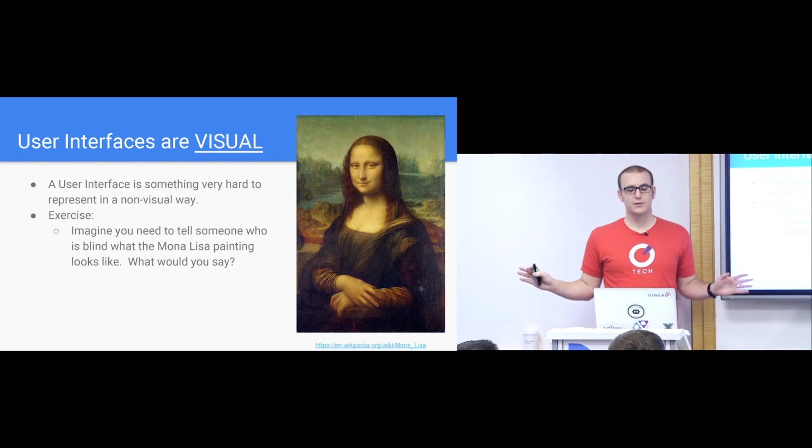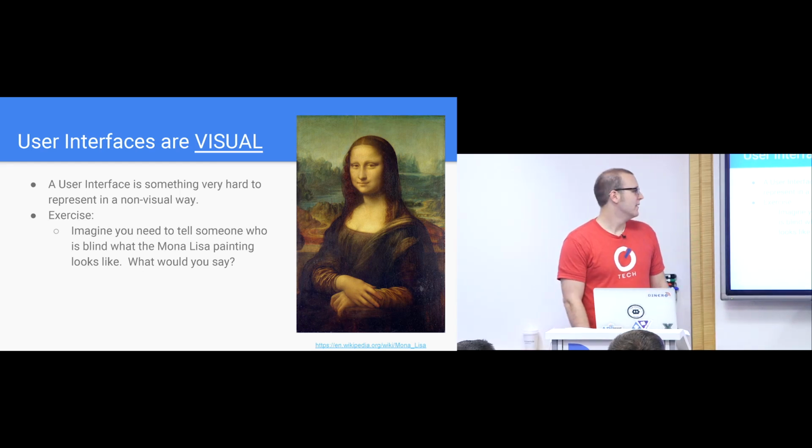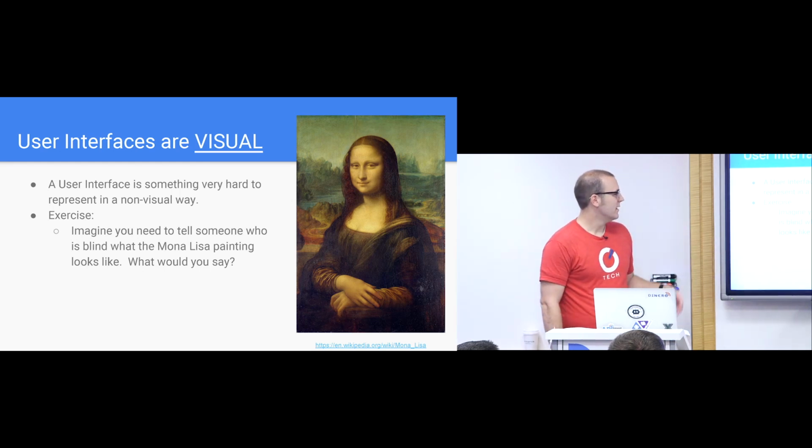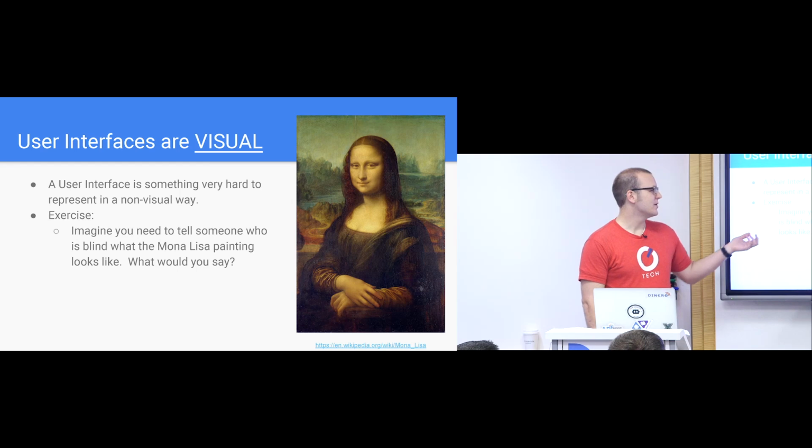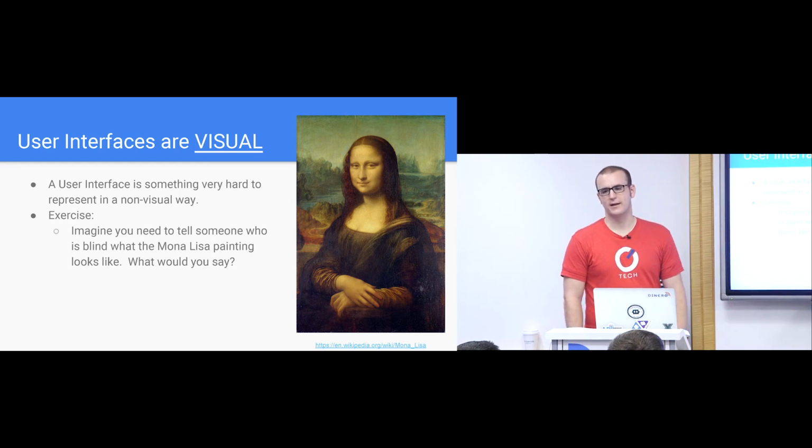The user interfaces are visual. A user interface is something very hard to represent in a non-visual way. We try to do that with voice and other things, but in this case, in Espresso and screenshots, we're talking about the visual manner. So our exercise here is to imagine if you're describing to somebody that was blind what the Mona Lisa painting looks like. Same as if your test failure happens, what does that look like?